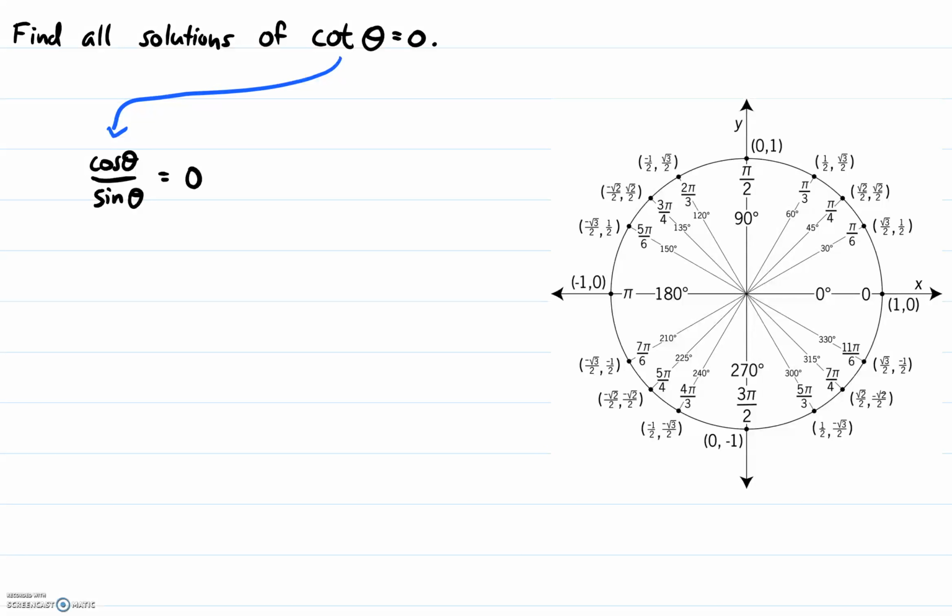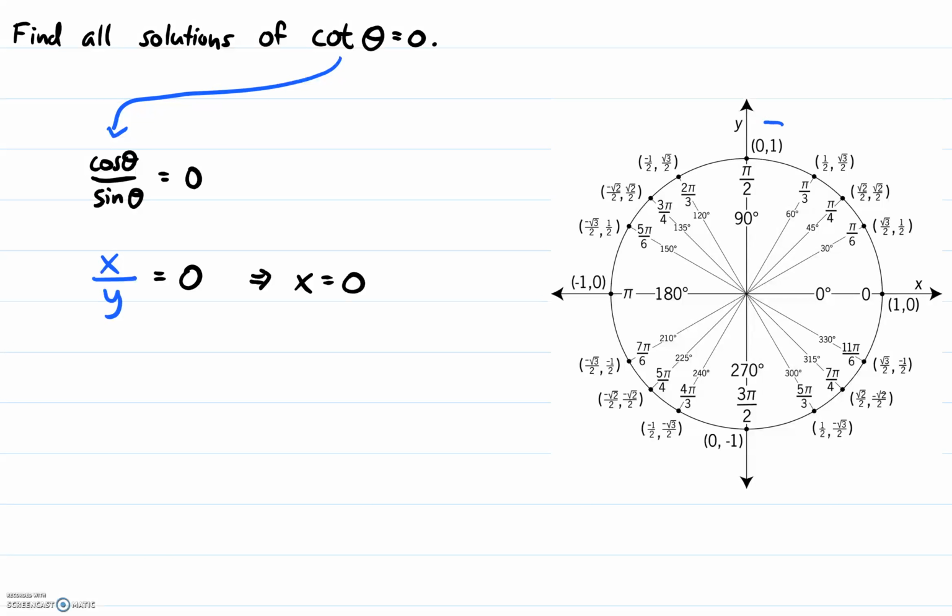We know that on the unit circle that cosine theta is the x value and sine theta is the y value. So we want to know all the places where x over y is equal to 0. And in order for you to have a quotient equaling 0, the numerator has to be equal to 0. So really what we're interested in is the places where the x value is equal to 0. So now let's go along the unit circle and let's circle everything between 0 and 2 pi where we have an x value equal to 0.